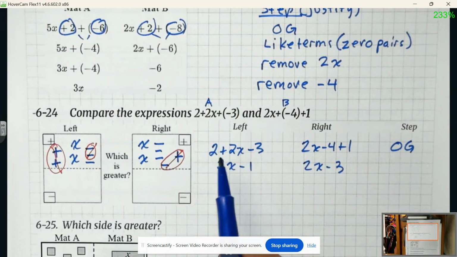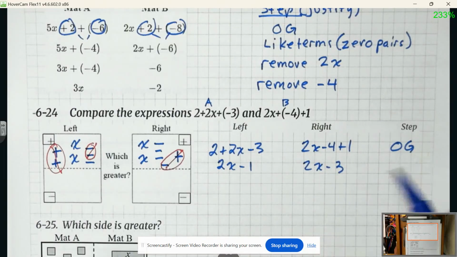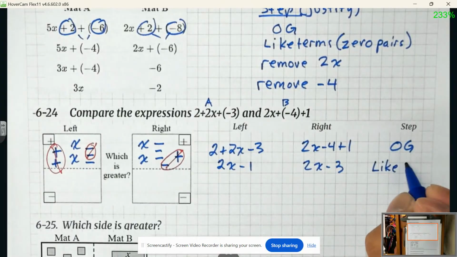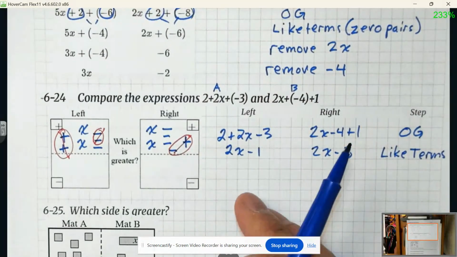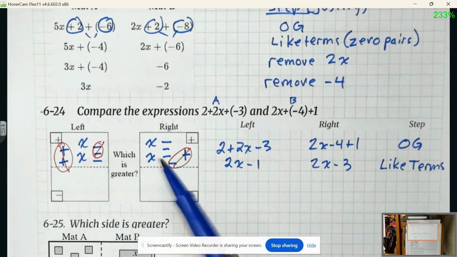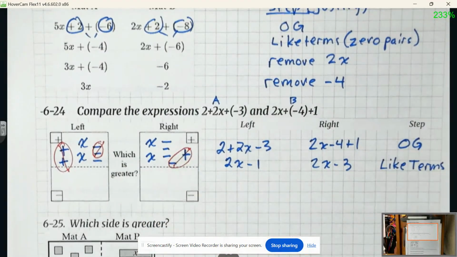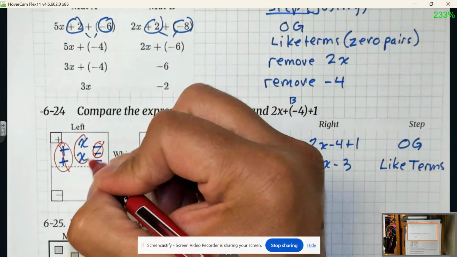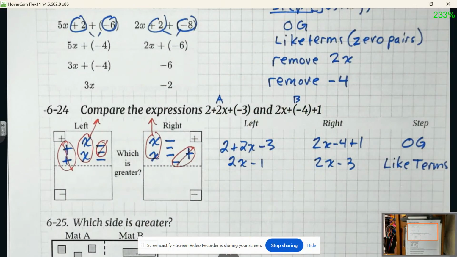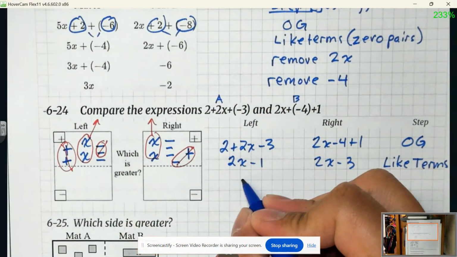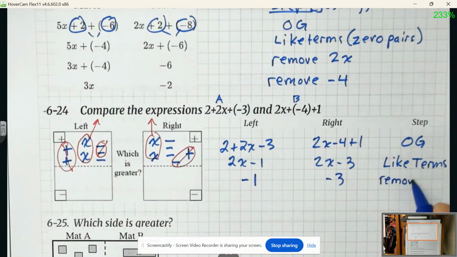And if you look at the numbers, that is what's happening. 2 and the negative 3 becomes negative 1. The negative 4 and the 1 become a negative 3. So again, we're combining like terms. And our next legal move would be to remove matching parts, the identical tiles on both sides. So we can start with 2 x's that appear in both of these. So we can take away 2 x's, we can take away 2 x's, and that leaves us with a -1 and a -3. And we removed 2 x's.